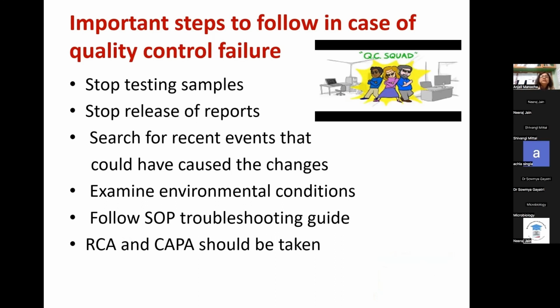So, the important steps to follow as soon as you detect an out of control situation: stop testing the sample immediately and stop the release of reports. Then search for recent events, after finding out what the type of error is and what the cause of the error is. Then follow the troubleshooting SOP, do the root cause analysis, and do CAPA.